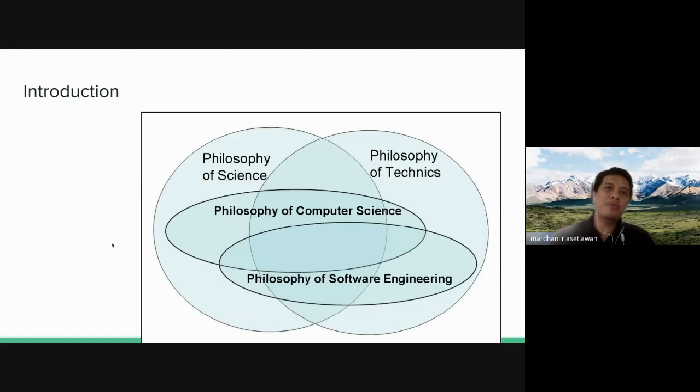When we want to focus more on the computer science side, actually we will have this inner circle here, the philosophy of computer science. This is inside the philosophy of science and philosophy of techniques. But you can see here, the philosophy of computer science is mostly in the science. Even though we also have a big part in the techniques, it is still mostly in the philosophy of science.